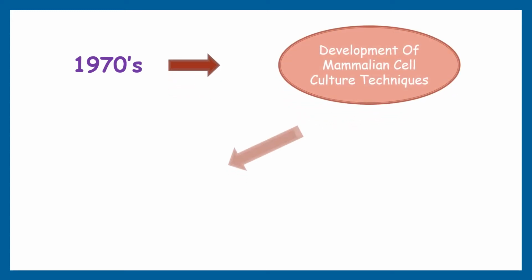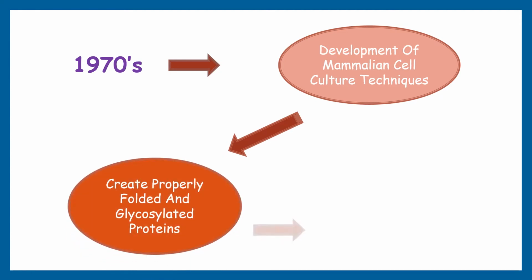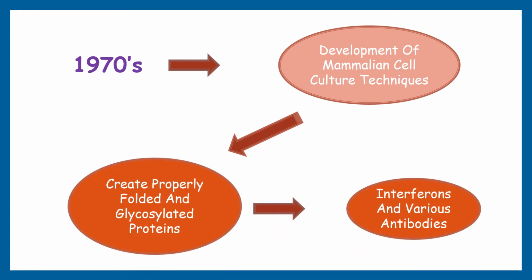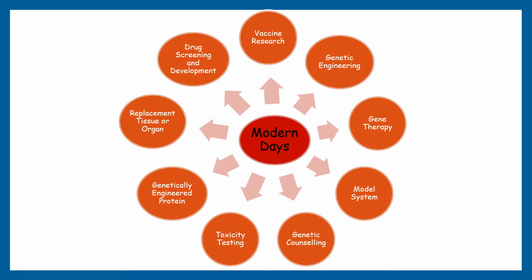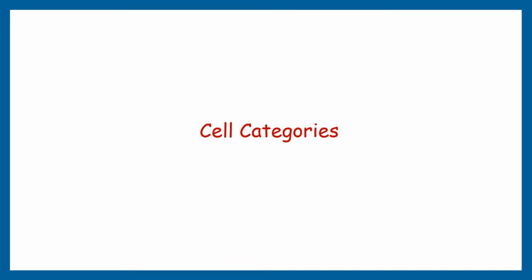Fast forward to the 1970s, mammalian cell culture was used to create properly folded and glycosylated proteins such as interferons and antibodies that were impossible to make in prokaryotic E. coli cells because they lack post-translational modifications. Nowadays, cell culture is being used widely in lab settings, particularly in vaccine research, genetic engineering, gene therapy, genetic counseling, and many more.